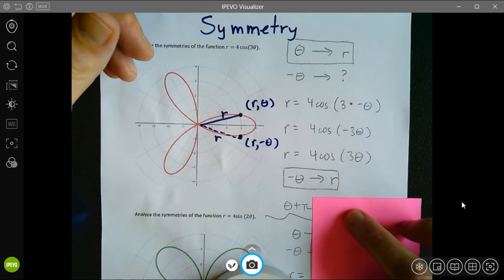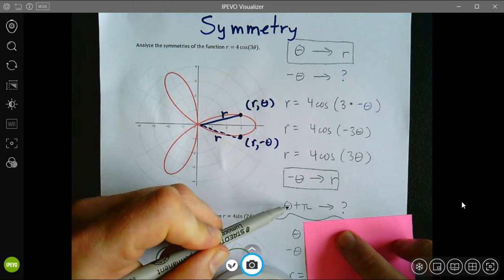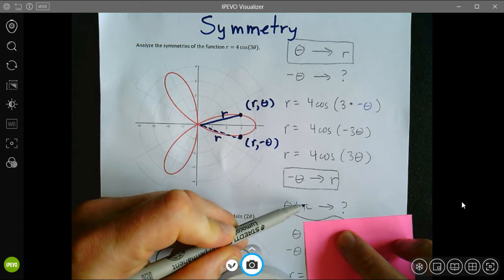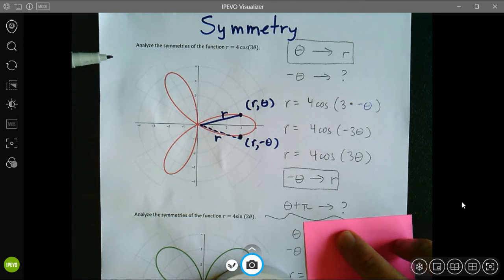Now it also has some other symmetries, so to make sure you understand it, see what happens when you replace theta with theta plus pi. Try to do the algebra and then connect it to what you see in the graph.